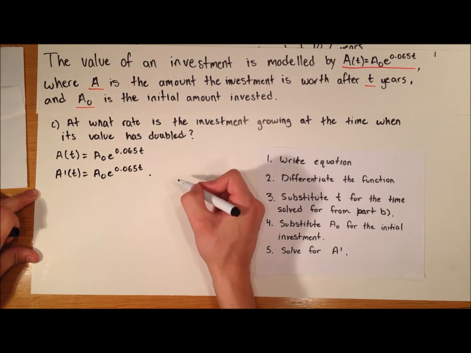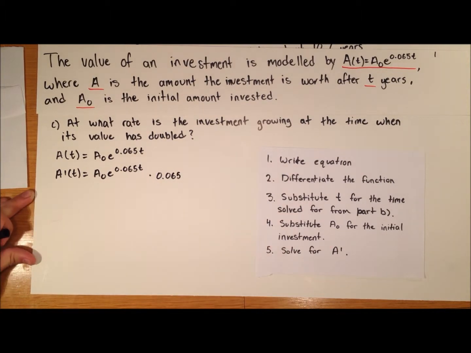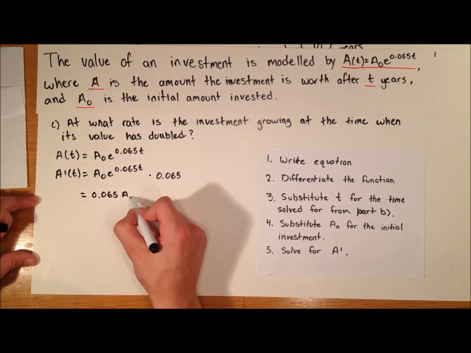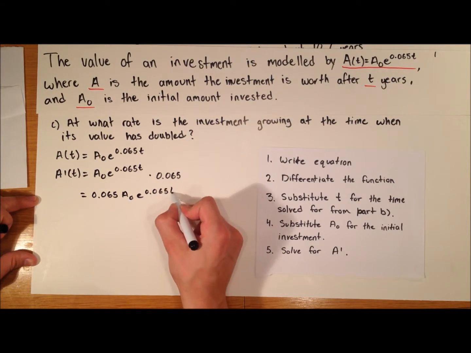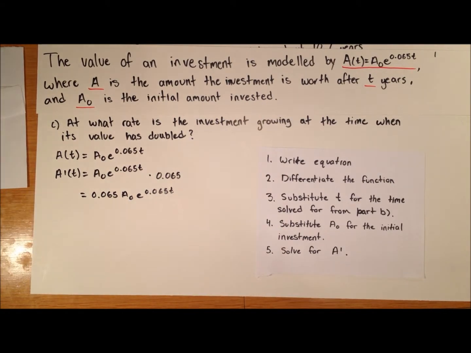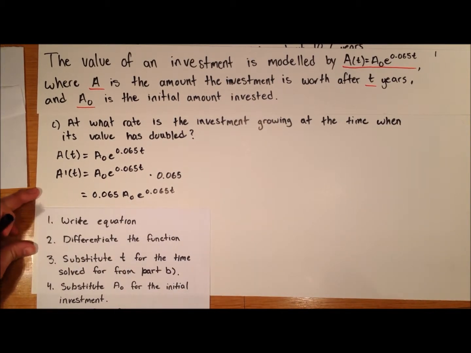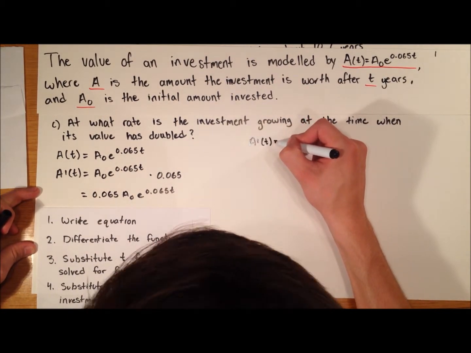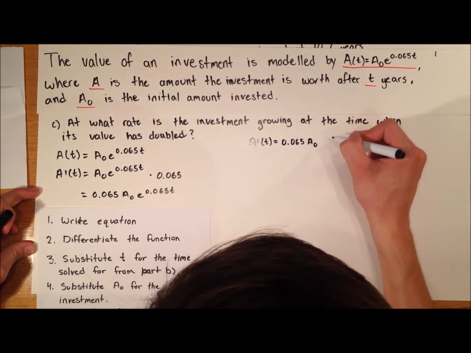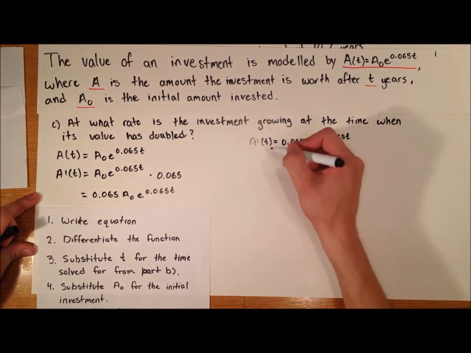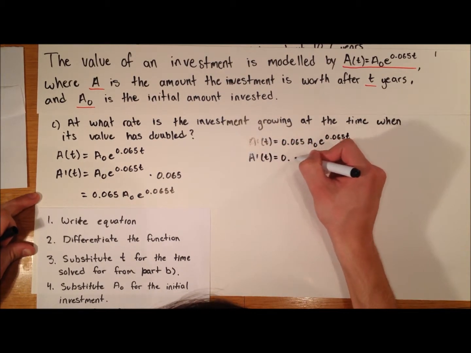Number 4, we'll substitute A naught for the initial investment. And then 5, we'll solve for A prime, which will give us the rate at which the investment is changing. To differentiate an exponential function, all we do is keep the original function the same, but then we multiply by the derivative of the exponent, in this case 0.065. We can bring this term to the front of the equation in order to keep proper form.